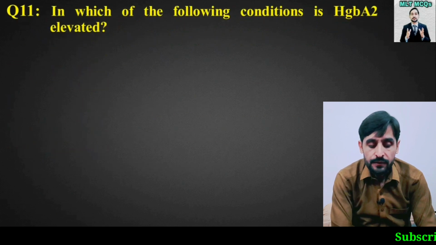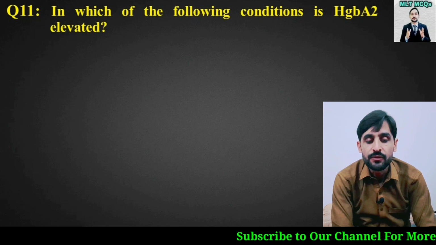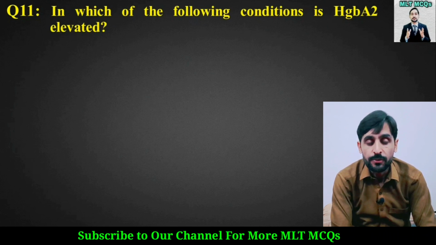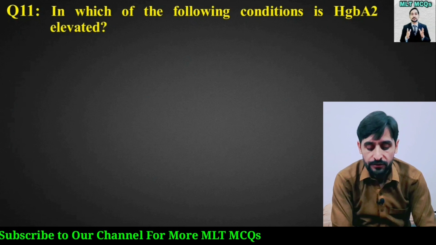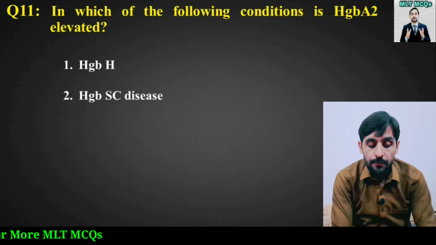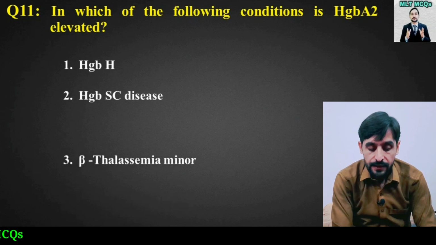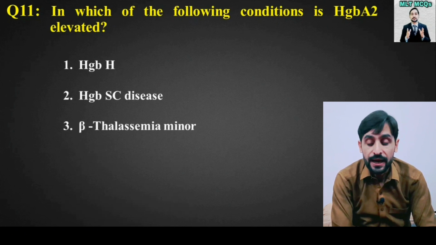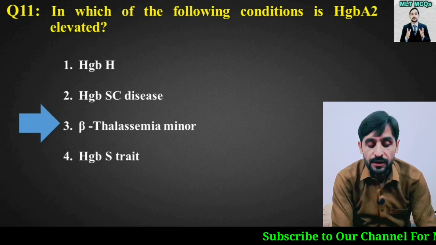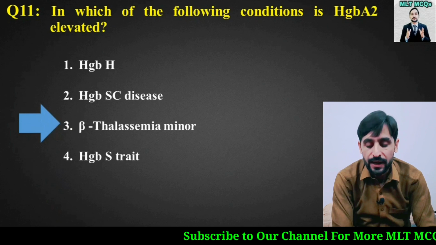Last MCQ: In which of the following conditions is hemoglobin A2 elevated? Options are hemoglobin H, hemoglobin SC disease, beta thalassemia minor, or hemoglobin trait. And the right answer for this MCQ is option number 3, beta thalassemia minor.